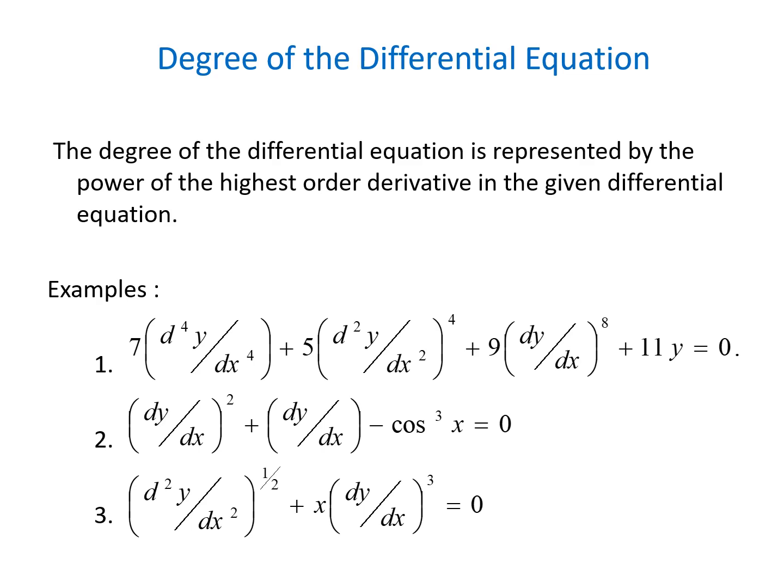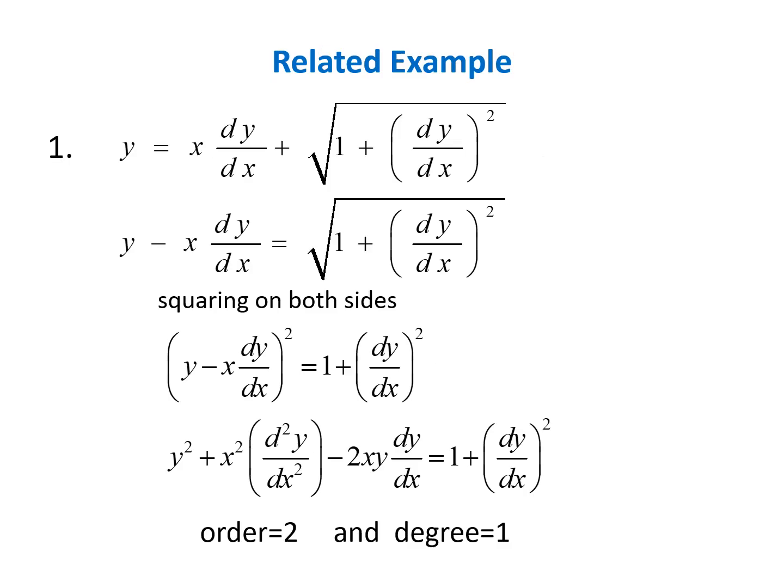Second example, dy by dx whole square plus dy by dx minus cos cube x is equal to 0. This is a differential equation of first order and second degree. Third one, d square y by dx square whole power 1 by 2 plus x into dy by dx whole cube is equal to 0. This differential equation is of second order and first degree.